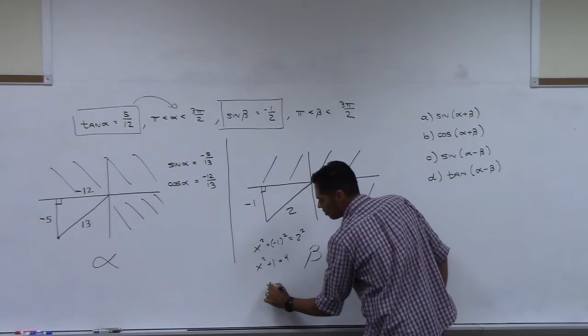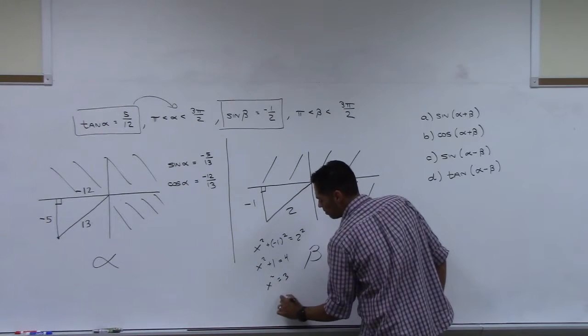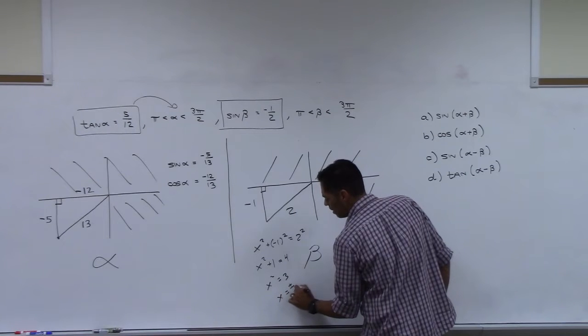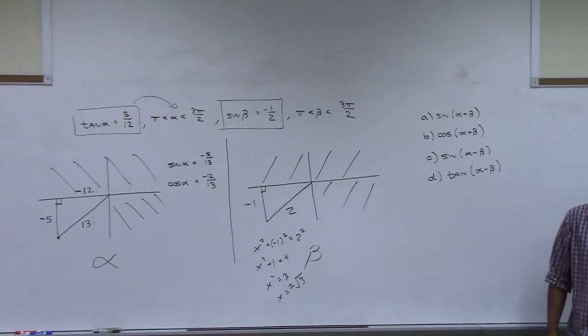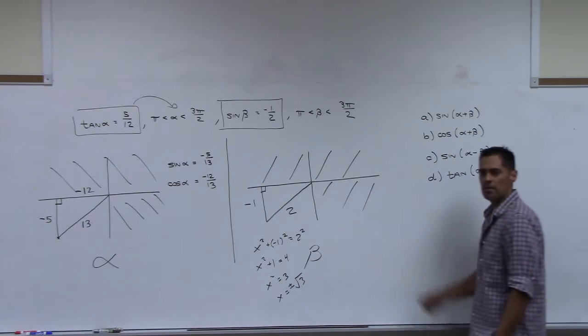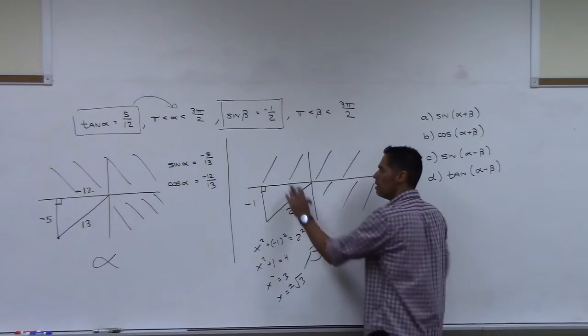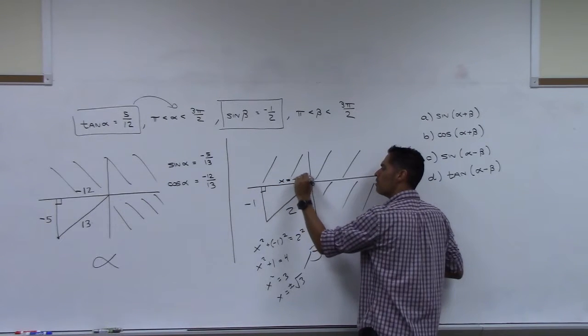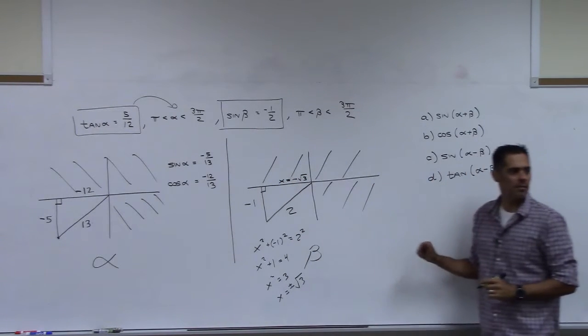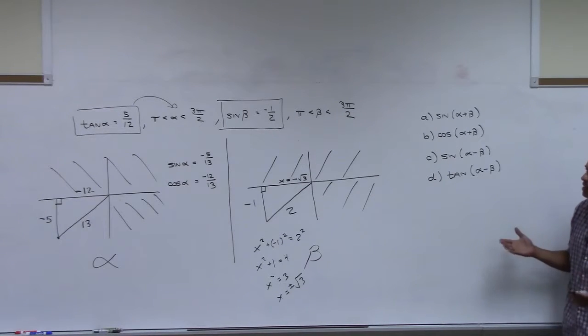And that means that x squared is equal to 3, which means x is plus or minus root 3. And which one is it, plus or minus? It's minus because, again, we had to go into the third quadrant. So x is negative root 3. Everybody clear on that? Now, how am I going to use that information?